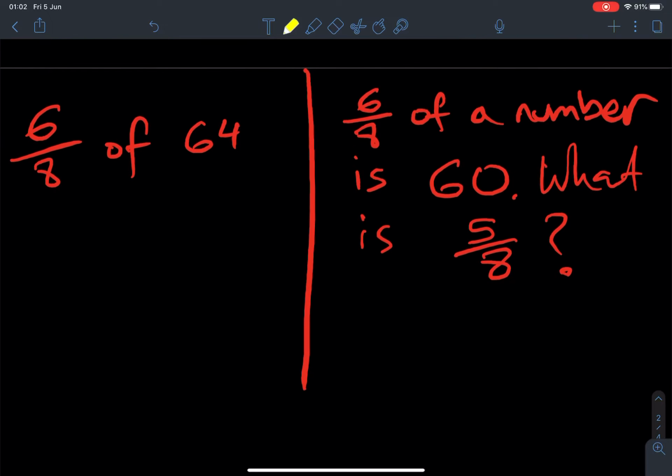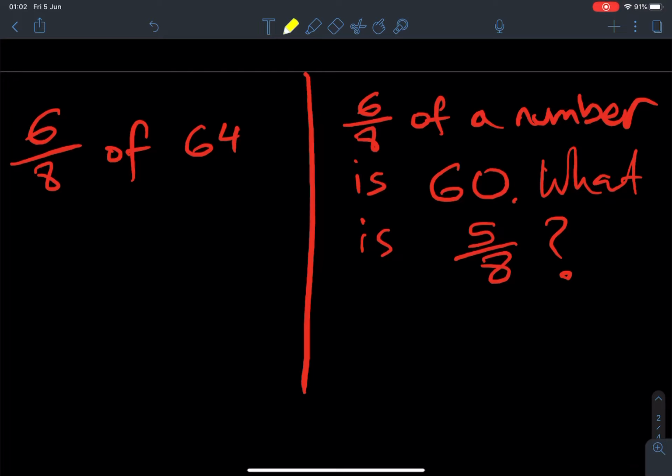Okay guys, so if we're working it out, 6/8 of 64, that means there's 8 boxes. If you think of it like that, I'm trying to work out what the value of 1 box is, so I divide 64 by 8, which is 8. 8 times 6 is 48. So I divide and then times. I haven't got much space here, so I'm doing this slightly quicker method.